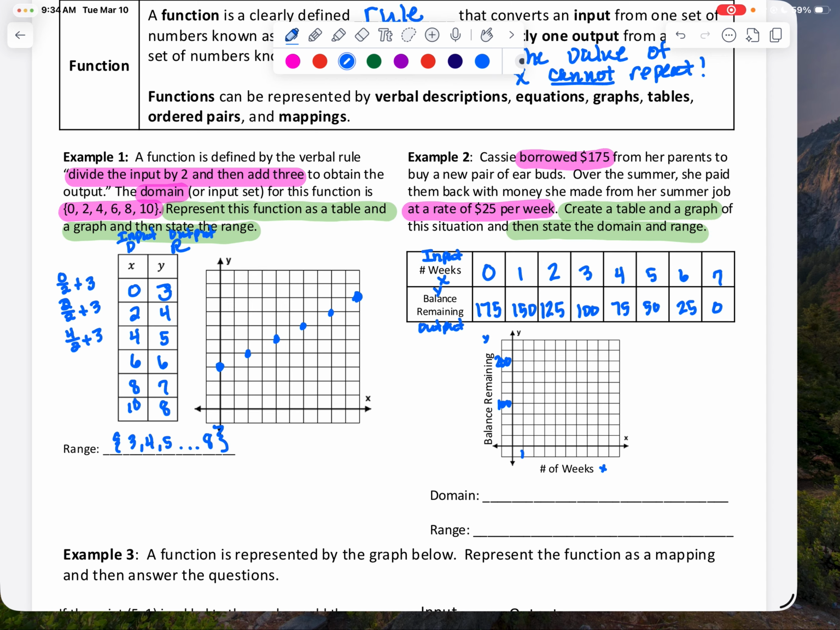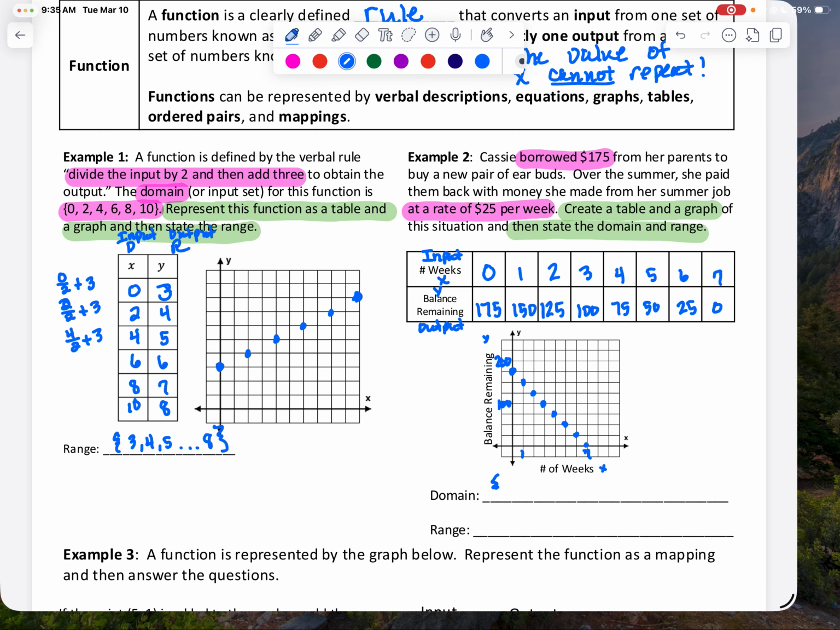Okay. So at week 0, she owed $175. So that would go right there. At week 1, she owed $150. Week 2, $125. Week 3, $100. Week 4, $75. Week 5, $50. Week 6, $25. And week 7, she finally paid them off.